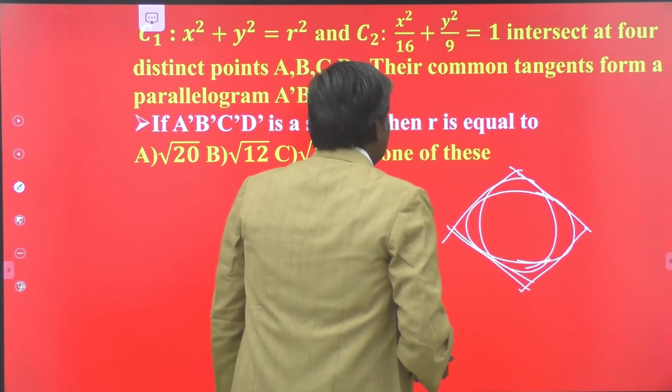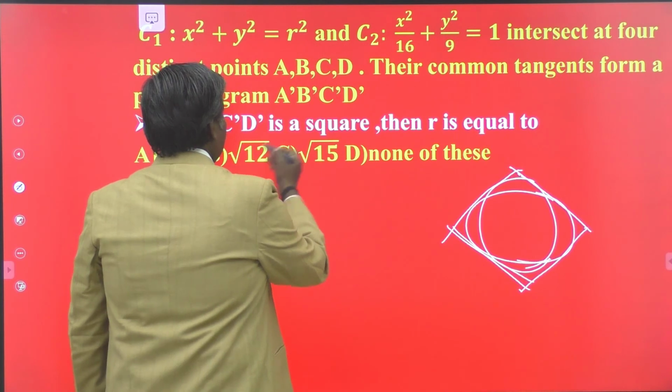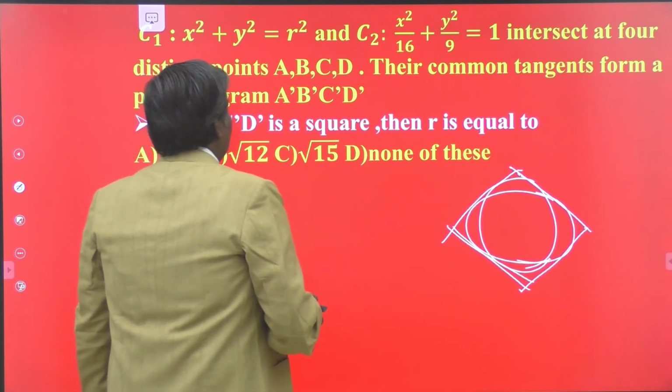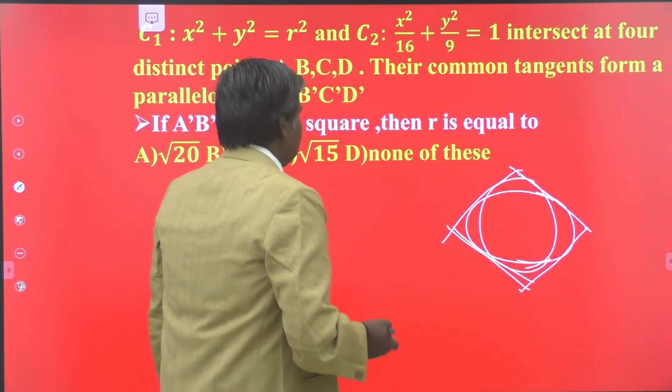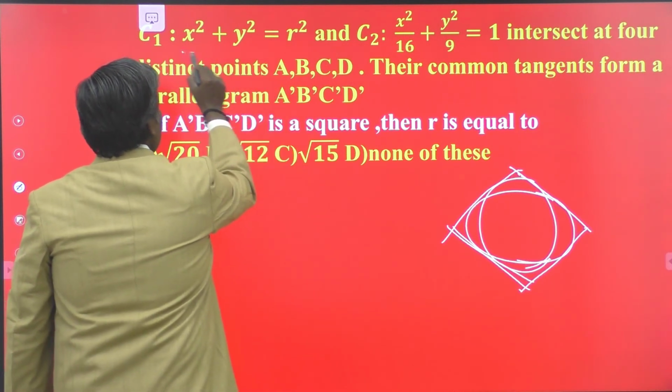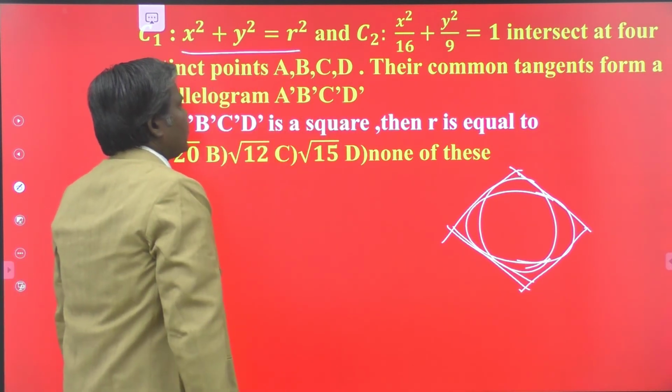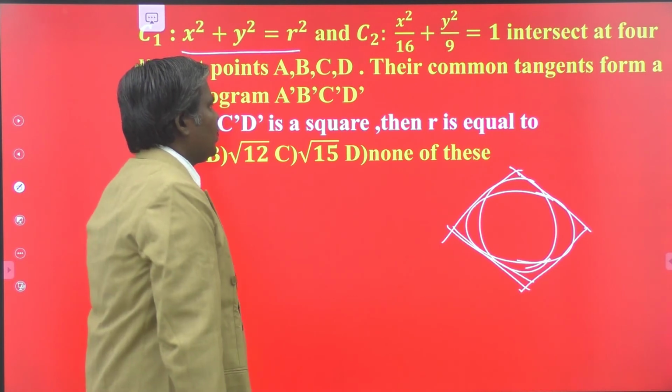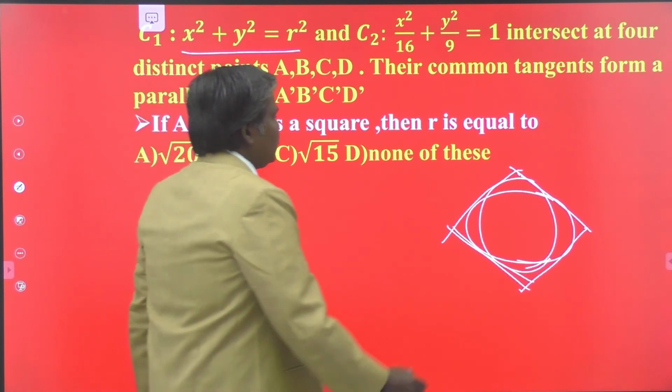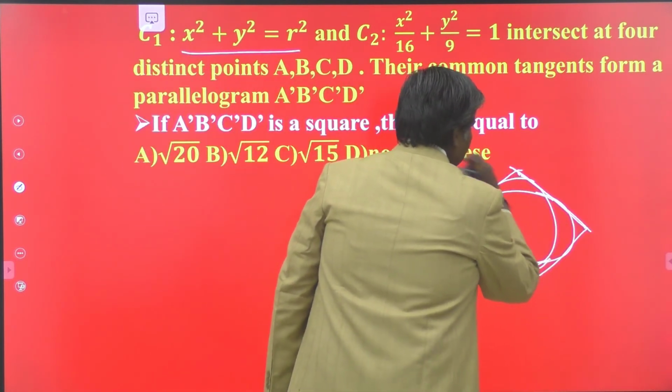These four common tangents form a square. Then what is the radius of the circle they are asking? These two curves are x square plus y square equal to r square and x square by 16 plus y square by 9 equal to 1. This is the common tangent.